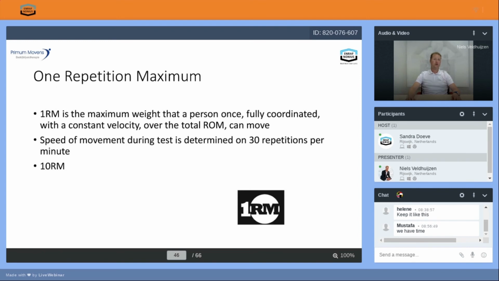There's also a 10 repetition maximum test. You might know that. It's already a bit safer. The 10 repetition maximum is the maximum weight that a person can move 10 times, fully coordinated with a constant velocity over the total range of motion.